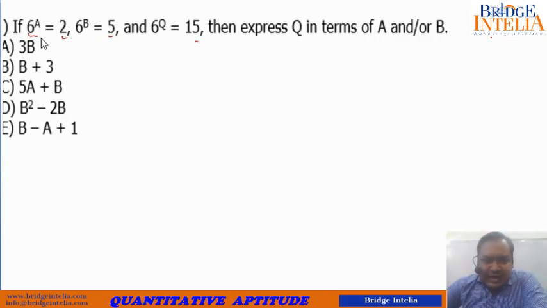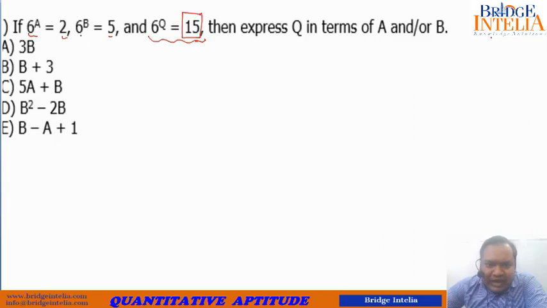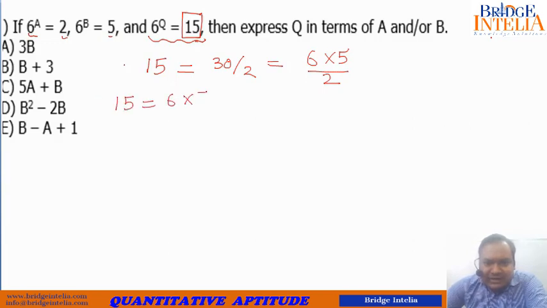See, this pattern can be cracked. You have been asked to calculate q, or express q in terms of a and b. So it is given to you that 6 to the power q is equal to 15. So your whole focus should be on this 15. How to express 15 in terms of 2, 5 and 6. If you see carefully, 15 can be written as 30 by 2. So 30 is equal to 6 into 5, and 30 by 2 is equal to this. So 15 can be written as 6 into 5 by 2.